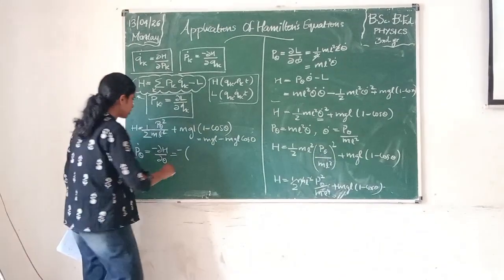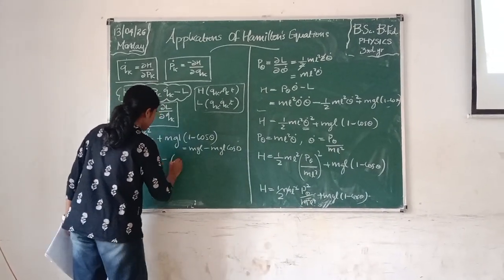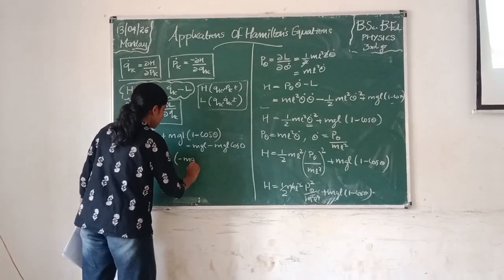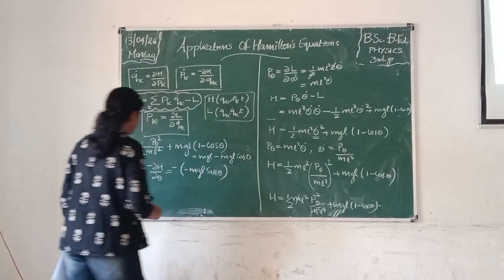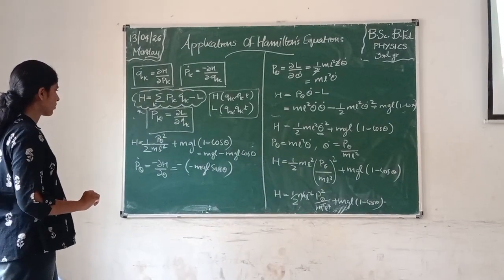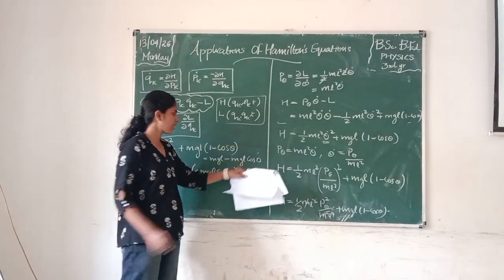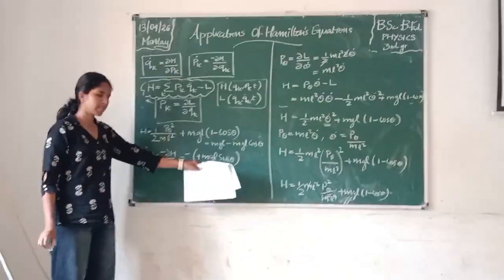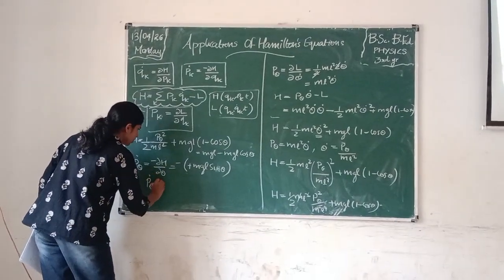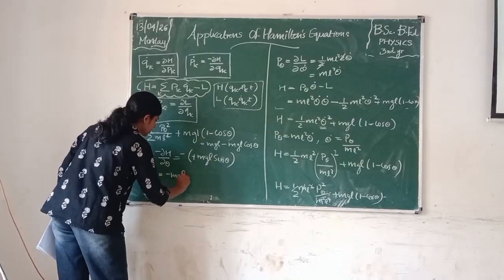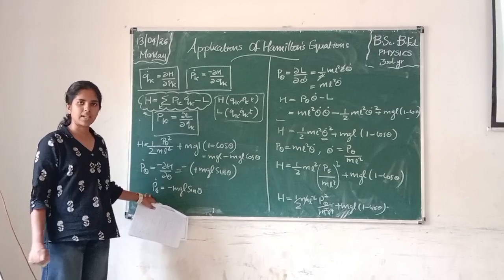Okay. So differentiating we will get minus of minus mgl sin theta, because 1 minus will be here and the derivative of cos theta is minus sin theta. So that will become plus and 1 minus will be there. So p theta dot is equal to minus mgl sin theta. And now this is clear, right?